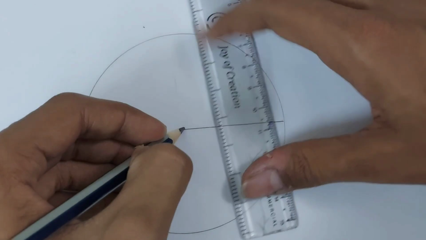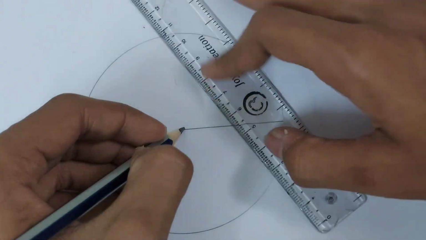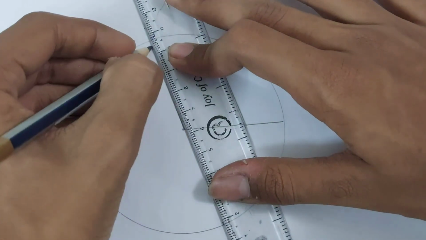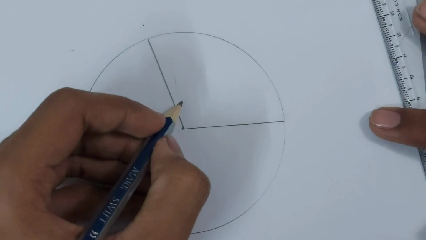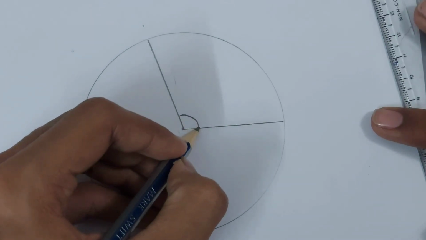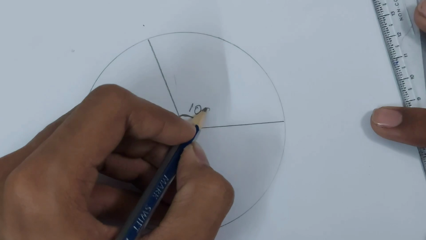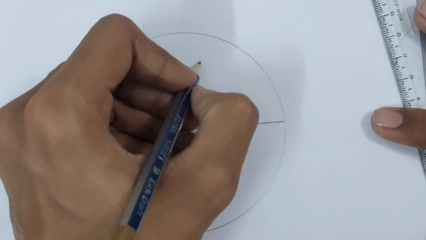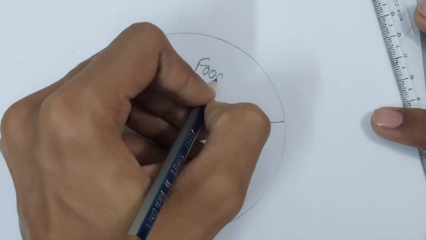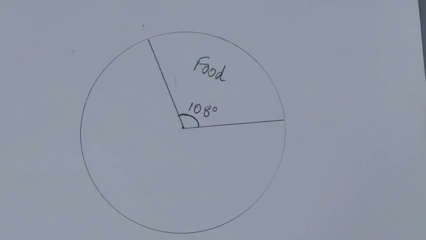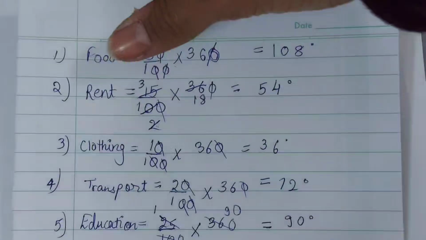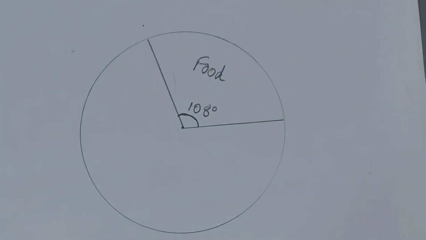This will be 108. Now you will join and form a sector, right? You will form a sector like this. Make sure you stay inside the boundaries of this circle only. That will be 108 degrees. This is food. Clear?